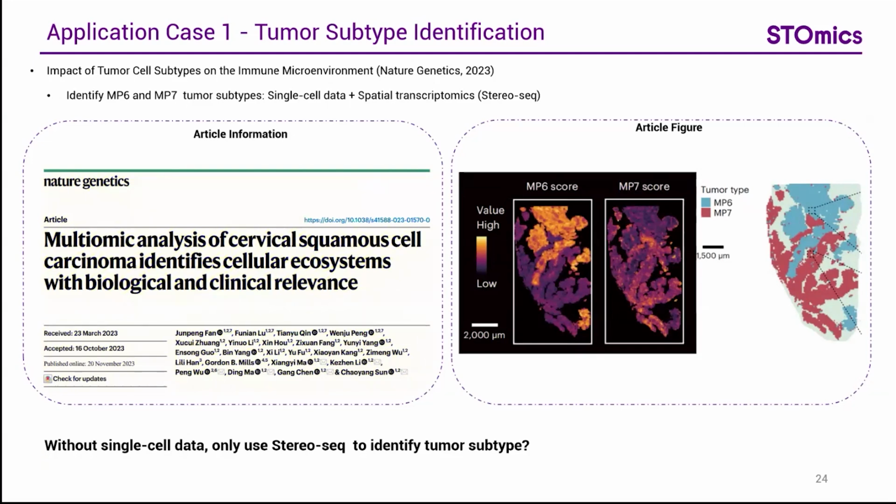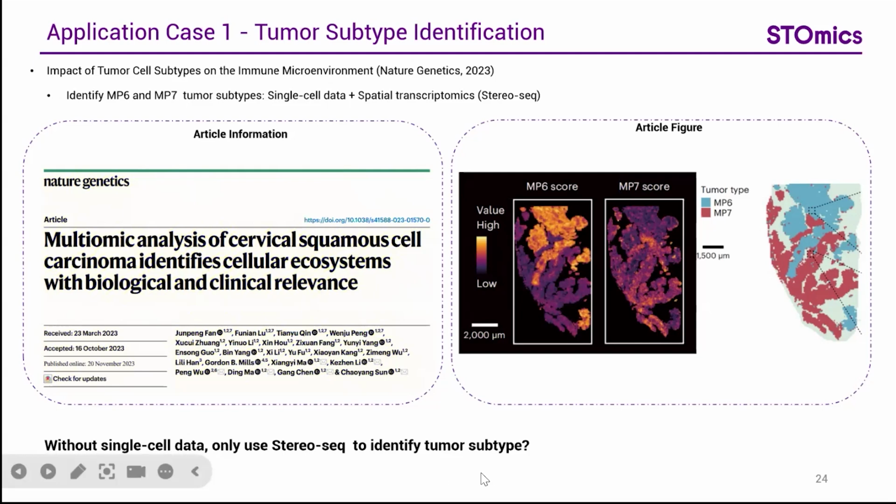The study used single-cell data to confirm cancer cell subpopulations and divided them into MP6 and MP7, two subpopulations. It also identified representative top 30 gene sets in these two subpopulations. Finally, spatial transcriptomic data was used to confirm the MP6 and MP7 spatial domains. Based on those gene scoring results, we wondered if we can achieve similar results only using the spatial transcriptomic data through our spatial gene co-expression algorithms.